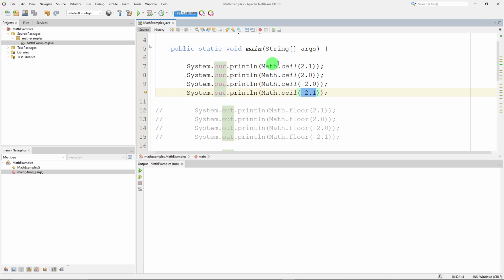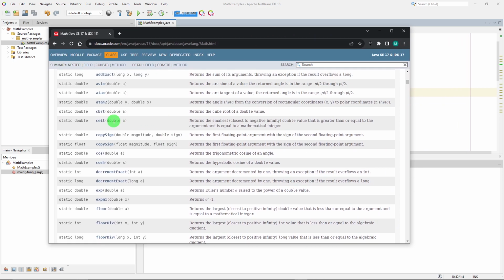Okay, so Math.ceil, basically, let's pull up the documentation for that. Math.ceil. It returns the smallest, closest to negative infinity, double value that is greater than or equal to the argument and is equal to a mathematical integer. So it's going to go up to the next integer, even though it's going to return it to us as a double. It's going to be something .0. So the next value that is greater than or equal to whatever we pass to it.